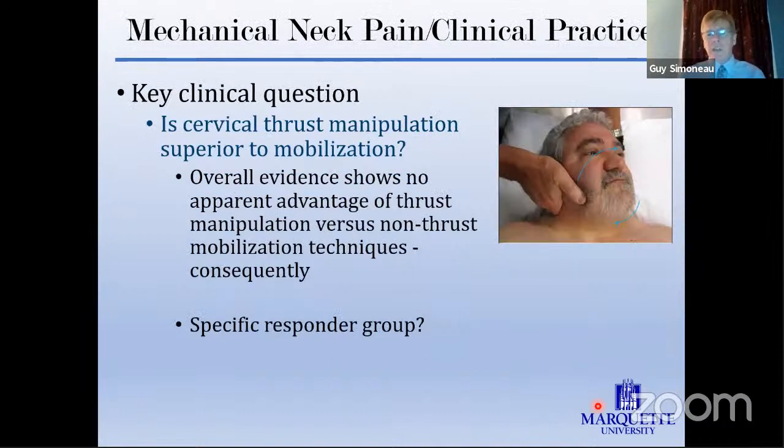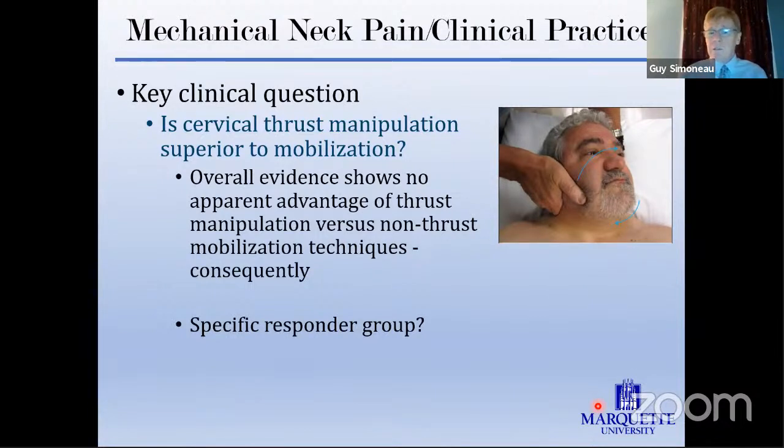Another question that is often asked is: is cervical thrust manipulation superior to mobilization? Again, if you look at the literature, it says no, that there are no benefits of thrust manipulation in the cervical spine compared to mobilization techniques. So if, as a therapist, you're not very comfortable with doing thrust manipulation techniques for the cervical spine because you believe there is risk, or you're working with a patient that is not ideal for thrust manipulation techniques, mobilization techniques should still be able to be very good.